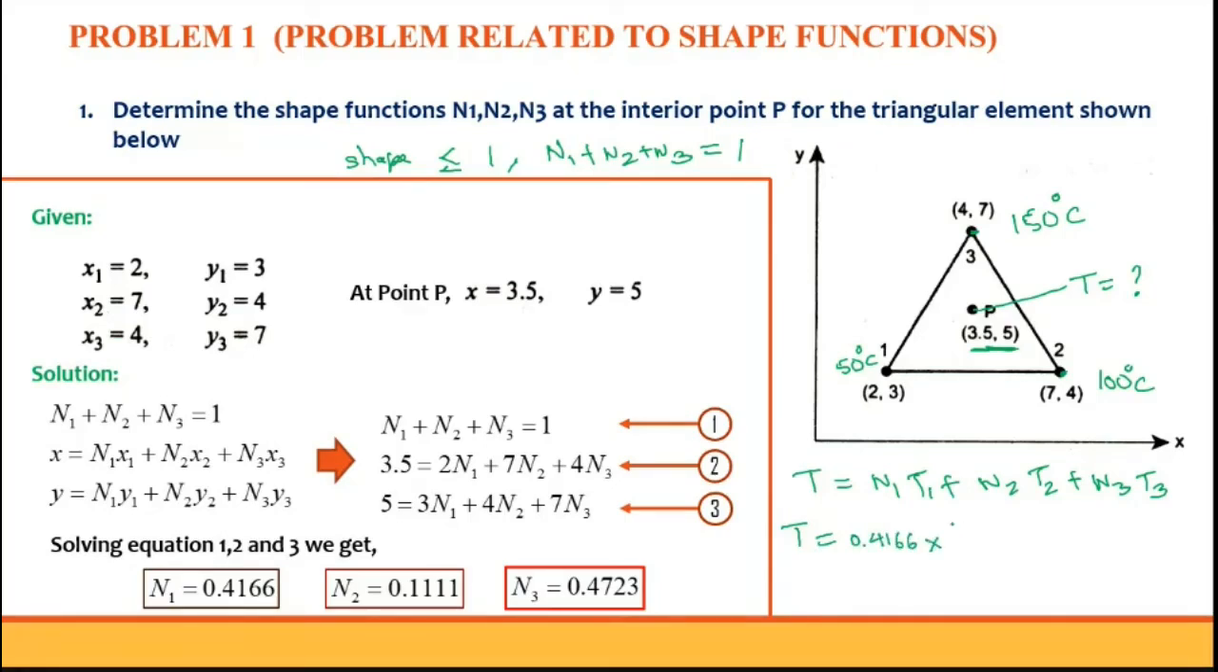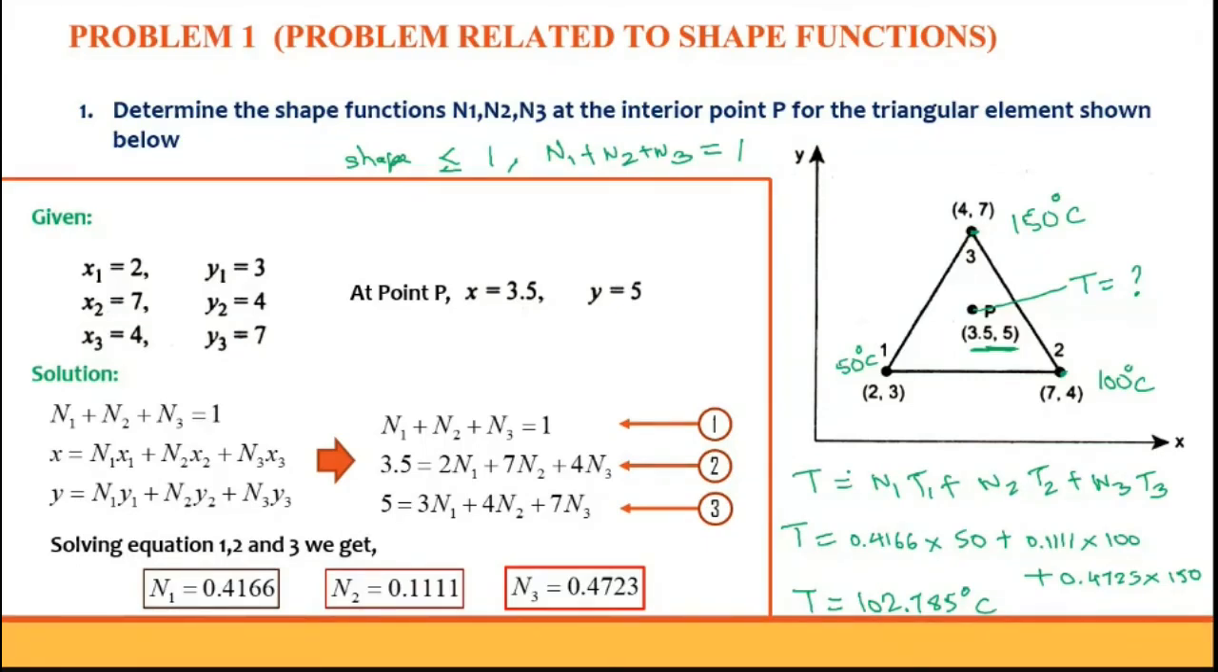It is 0.4166 into T1, the temperature at nodal point 1, which is 50 degrees, plus N2, 0.1111 into the temperature at nodal point 2, which is 100 degrees, plus N3, which is 0.4723, times the temperature at nodal point 3, which is 150 degrees. So what is the value of T? Can you solve and tell me? 102.785 degrees centigrade. Hope you can understand how to identify the temperature. This is how you can get the temperatures at any location of your particular problem.